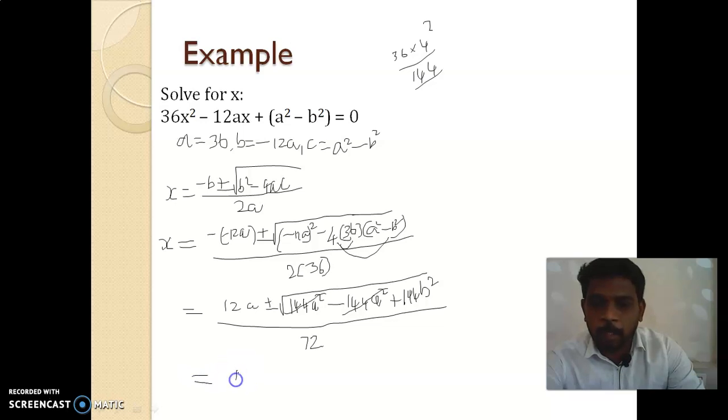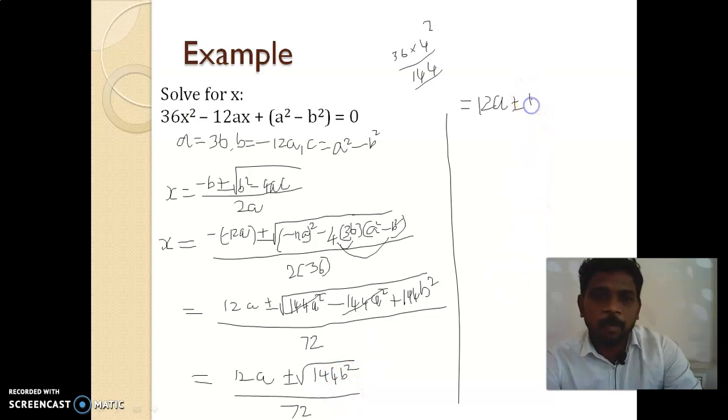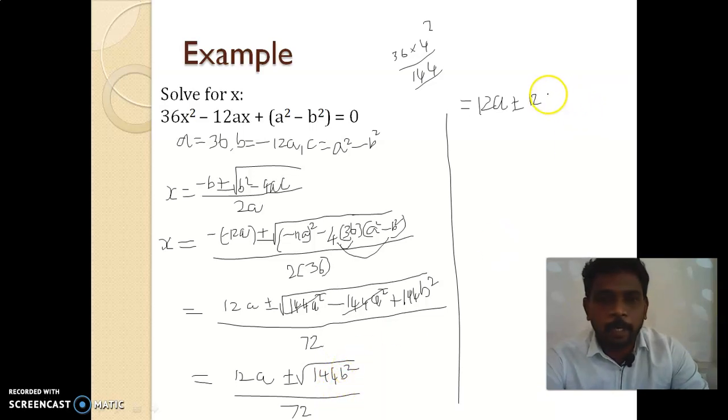What about the remaining one? 12A plus or minus root of, inside the root 144B square, and divided by 72. Now simplify again. Equal to 12A plus or minus, inside the square root 144 is a square number, so the square root of 144 is 12, and inside the variable B square is there. Look at the power of the variable, 2 is there, so we can take half of that, so B alone, B power 1.